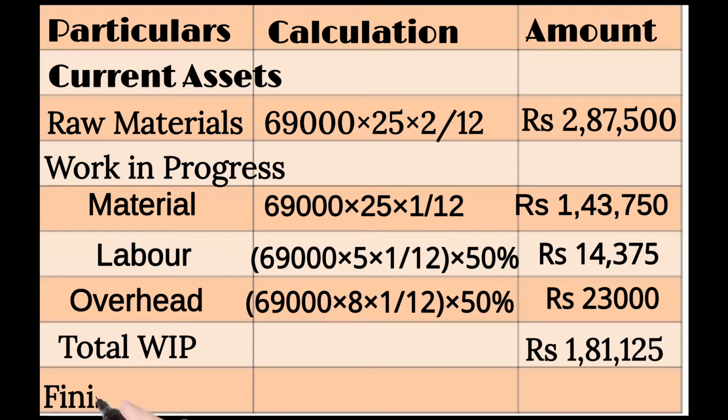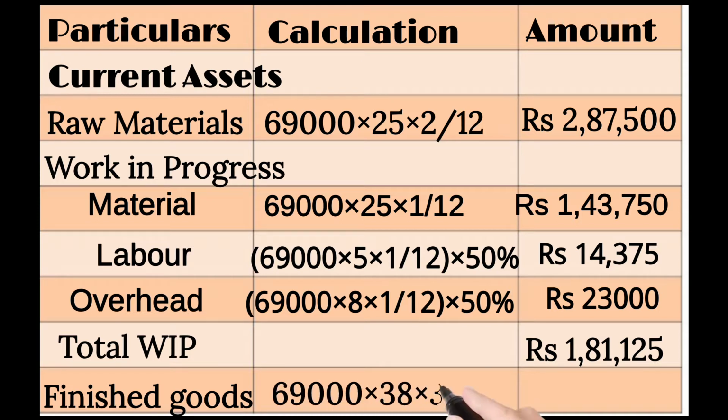1,81,125. Next is the finished goods, and the total cost of finished goods will be the addition of raw material cost 25 plus 5 of labor plus 8 of overhead, that is 38 rupees. So finished goods: 69,000 into 38 per unit cost into 3, because the holding period of finished goods is 3 months, divided by 12, which gives us rupees 6,55,500 as the current asset cost of finished goods with the firm.